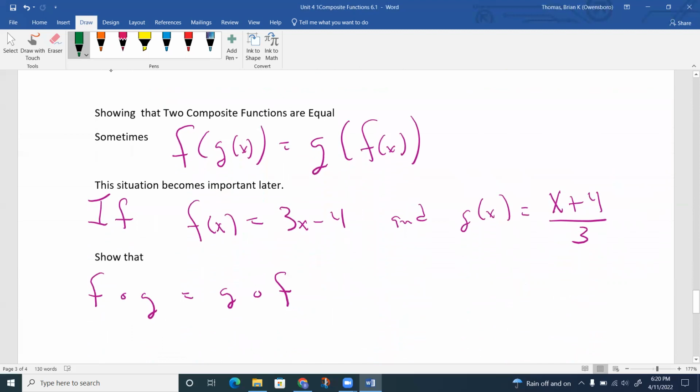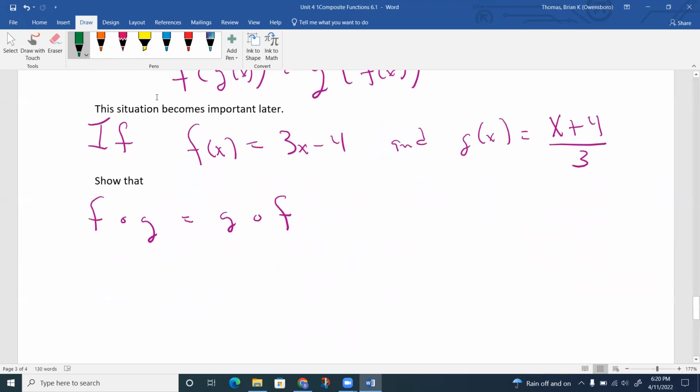Showing that 2 composite functions are equal. As we move into the next lesson, we'll have to evaluate f of g of x, and we'll have to evaluate g of f of x, and we want to show that they're equal. To show that they're equal, when you evaluate them, we should get the same answer. So we want to see if f of g of x and g of f of x are equal. To do that, we're going to evaluate f of g of x and g of f of x.